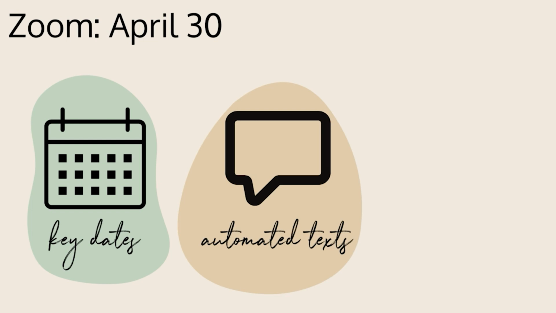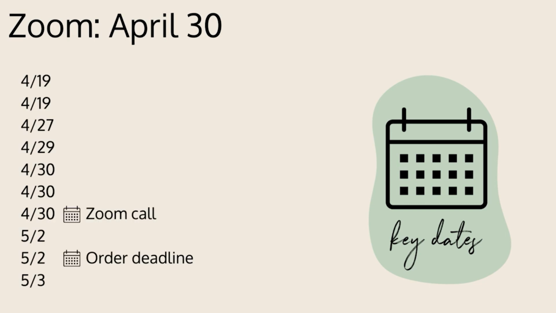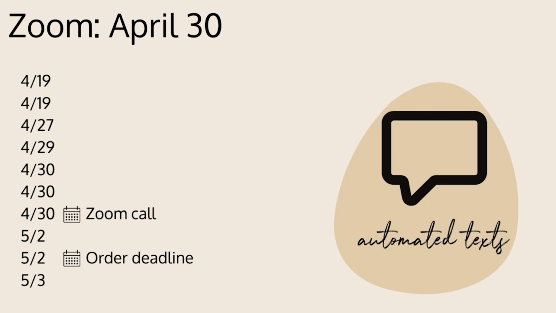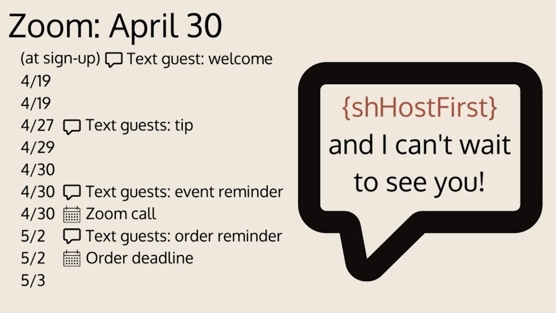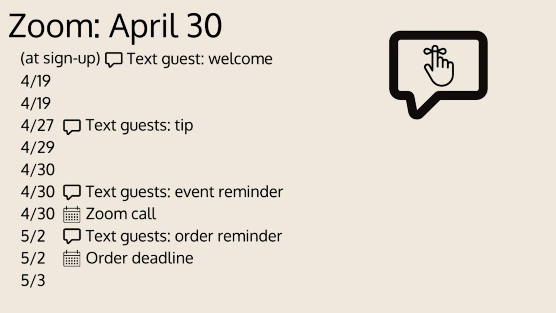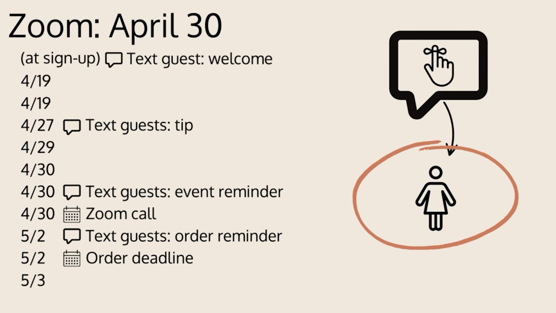Your event will have certain key dates, automated texts sent by Sparkhub via project broadcast, and manual to-dos for you and your host. In Sparkhub's timeline, you'll build in key dates, such as the Zoom call and an order deadline. Next, you can add some automated text for your guests, like a welcome text to go out right when they sign up, and scheduled tips or reminders. These texts can even include Sparkhub dynamic fields to reference the host name, order link, and more. You can even make sure your order reminders target only those guests who haven't yet placed an order.